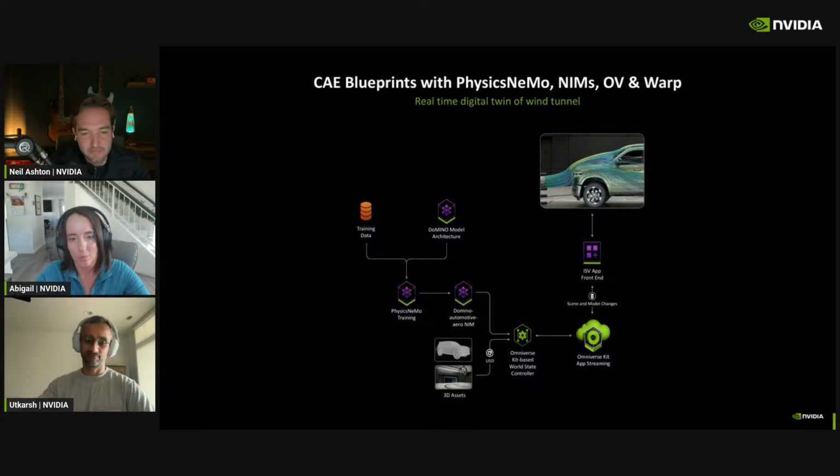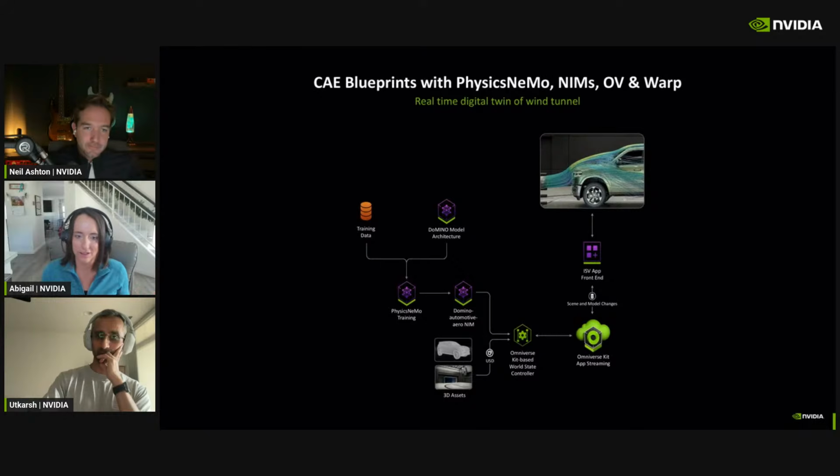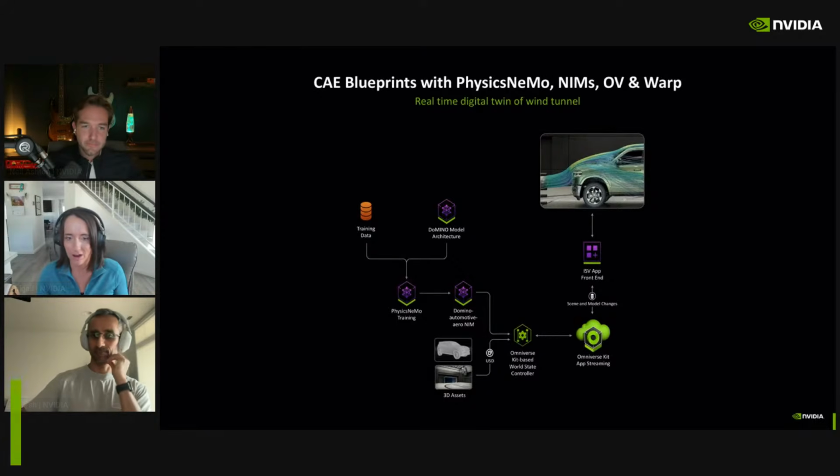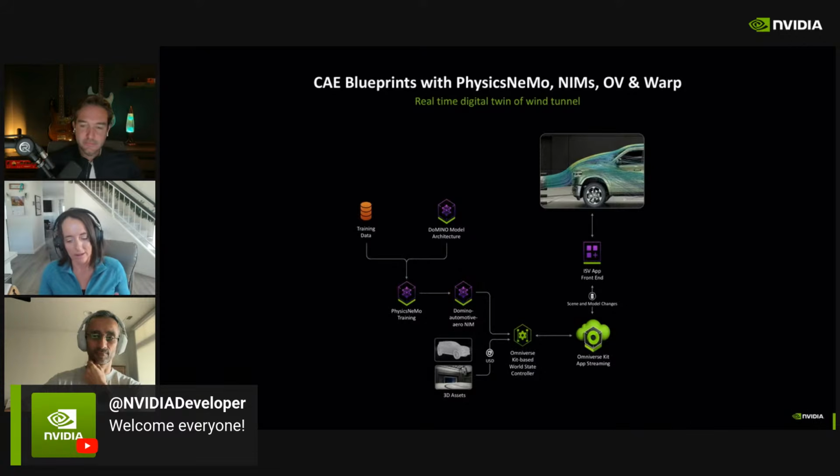Yeah. So what we're doing is we are putting together blueprints or how to work with some of the technologies that we have at NVIDIA. And I think Neil talked about the real-time wind tunnel last time or in the other episodes. But this is a very basic architecture of how it's created. There's a few pillars of this blueprint. One is PhysicsNeMo, which I think was covered last time.